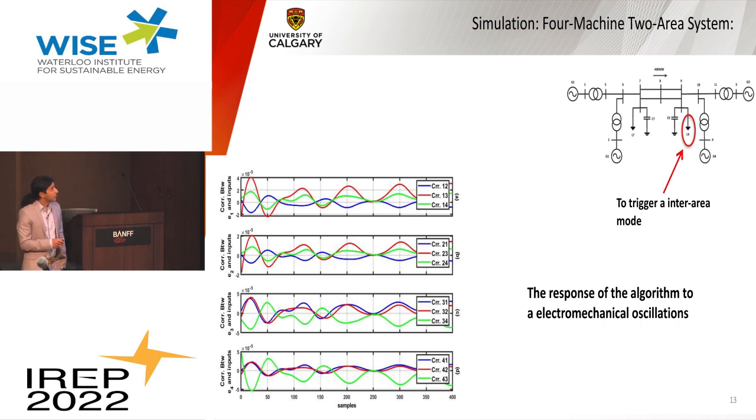Now I could trigger the electromechanical oscillation in the system, and I apply my method, and again, I calculate the correlation between the different extracted inputs. Because the electromechanical oscillation is part of the dynamic of the system, this is a natural mode of the system, it doesn't have any input. I expect that I should not have any meaningful relationship in the correlation, and this is what happened.